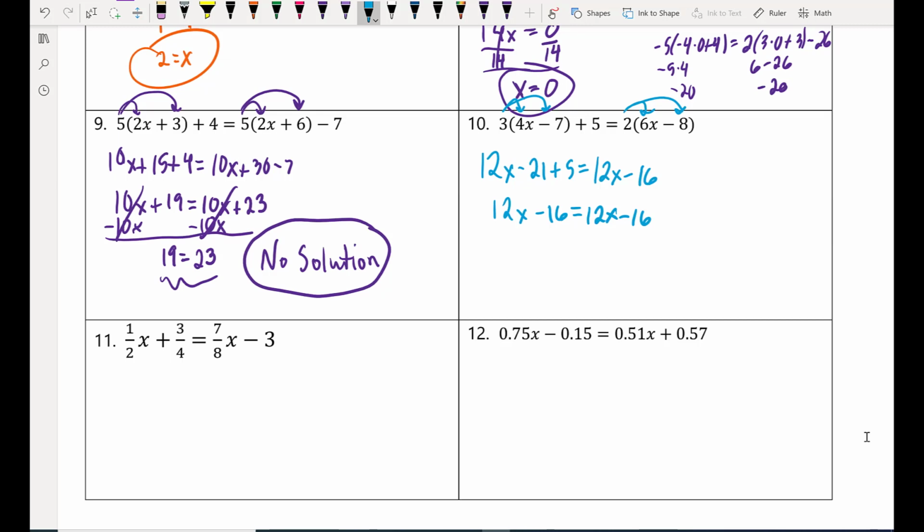You can take it a step further if you want to and say I'm going to minus 12x on both sides and get negative 16 equals negative 16. And then that means, okay, since those are true, negative 16 does equal negative 16. This is our special case of all real numbers.